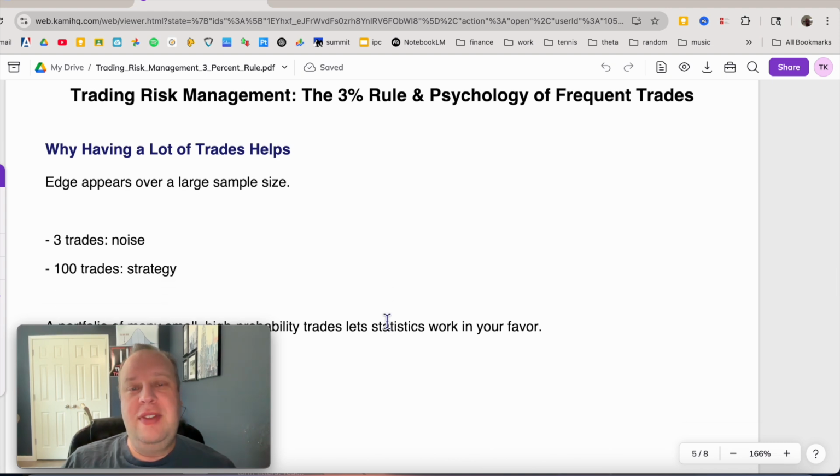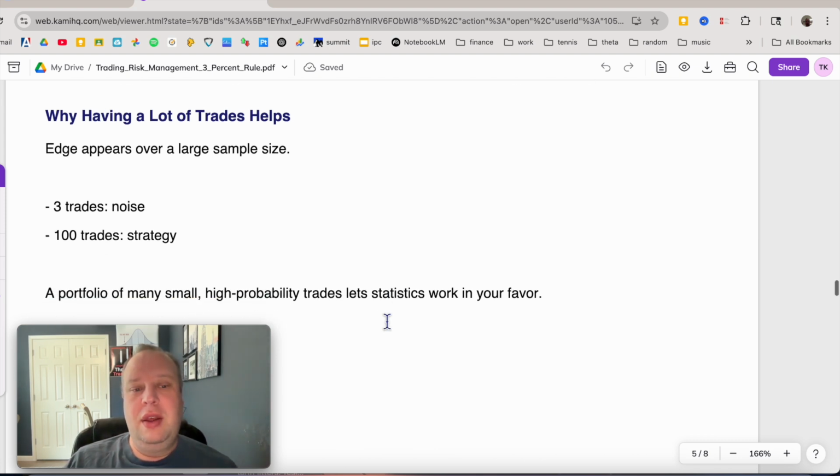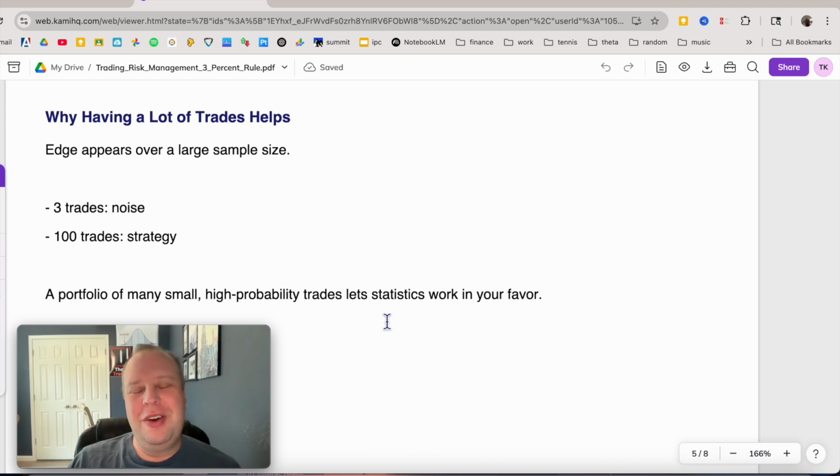Why having a lot of trades helps. Let's just look at sample size and probability here. Edge appears over a very large sample size. If you take, say, 3 trades, that's just noise. Maybe the 3 trades worked and you think this is the best strategy ever. Maybe 3 trades lose and you think this is a horrible strategy. Doing, say, 100 trades, that shows the long-term outlook on it. A portfolio of many small, highly probable trades, lets statistics work in your favor.